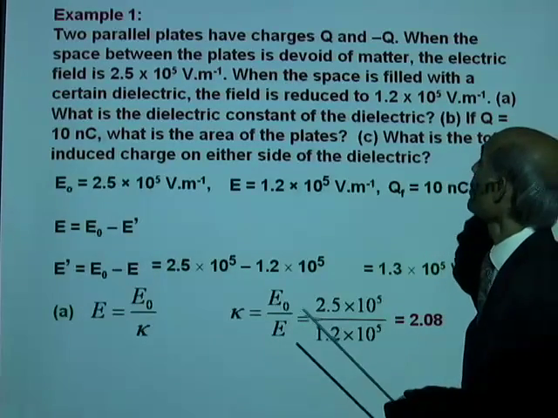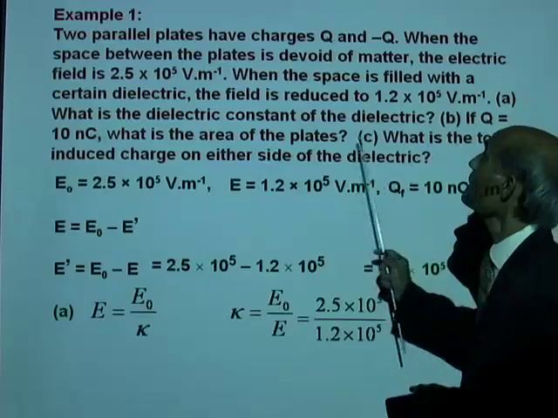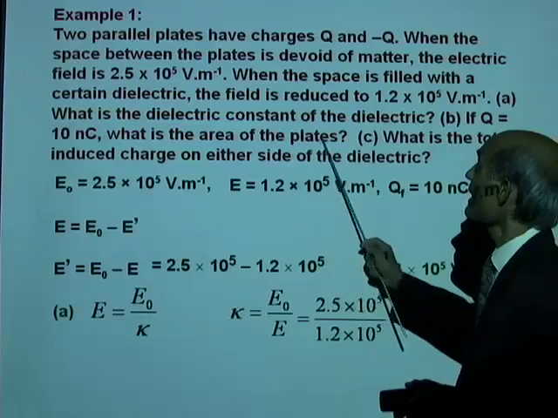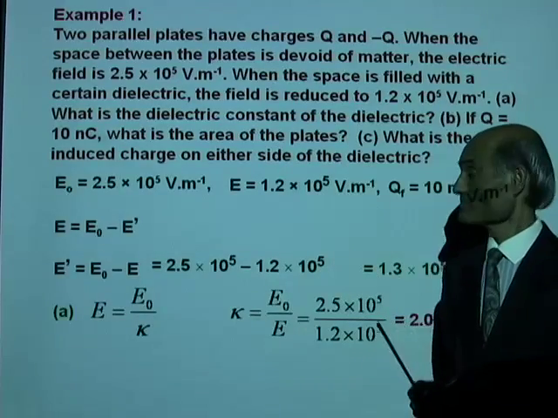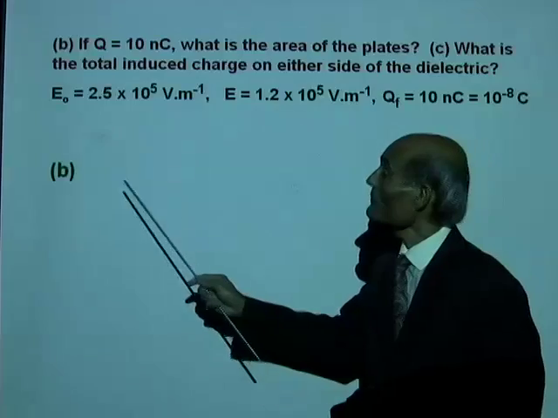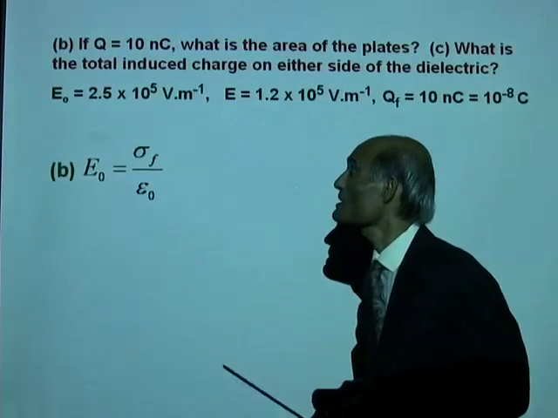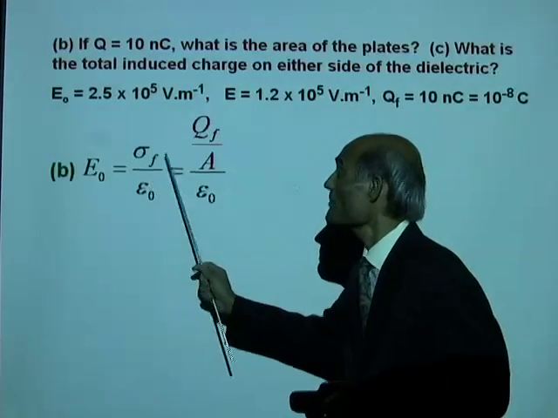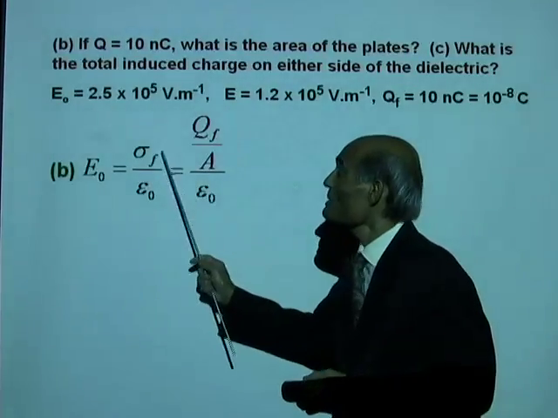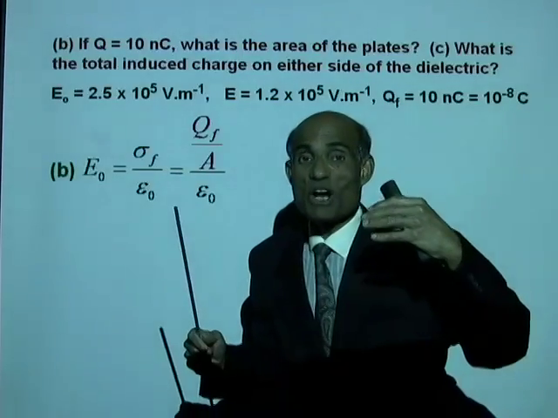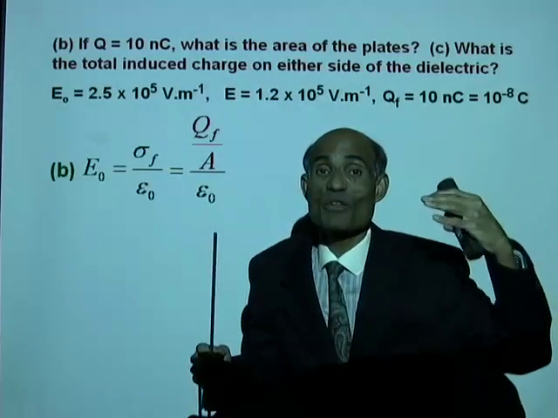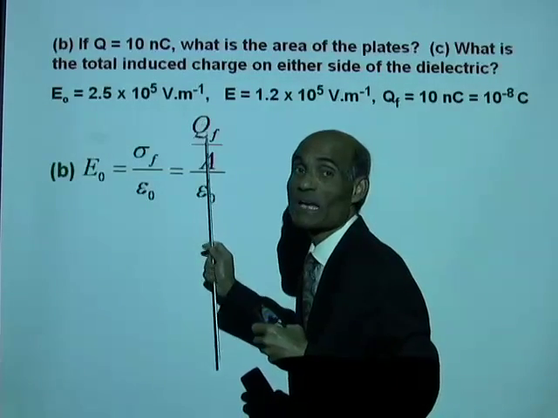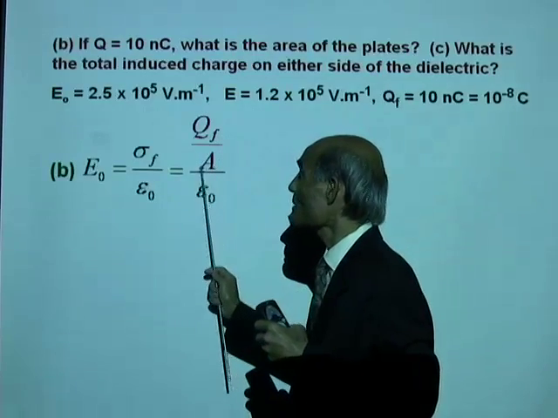Okay, what's the next question we need to answer? If Q equal to 10 nanocoulomb, that is the free charges, what is the area of the plates? Well, we have E0 equal to sigma F over epsilon naught. Sigma F is the charge density of the free charges on the capacitor plates, and that will be the total charge on the capacitor plates divided by the area of the capacitor plates.